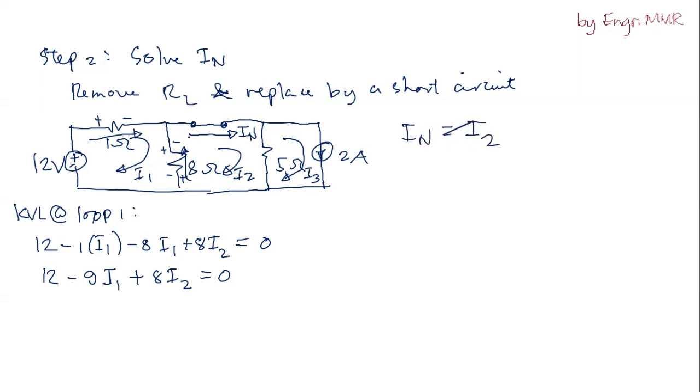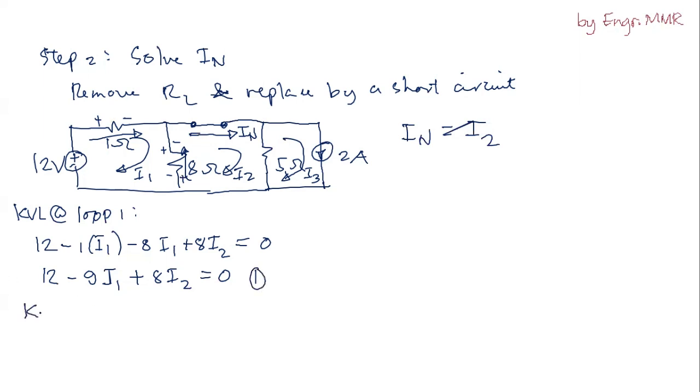IN is equal to I2. Why? Because the loop current that is flowing through the short-circuited terminals is I2. Therefore, I2 is just equal to IN. So our goal here is to solve for I2 so that we will have a value of IN. Let's call this equation 1.